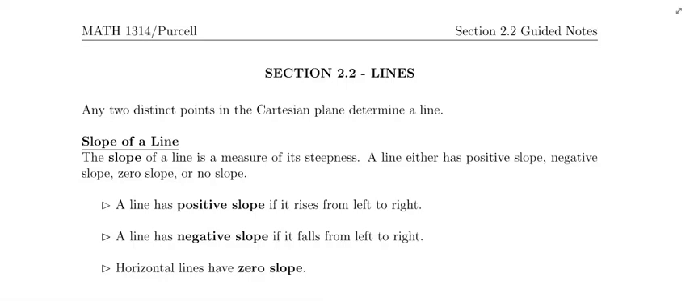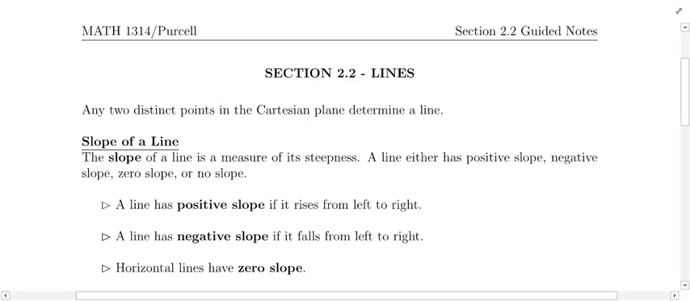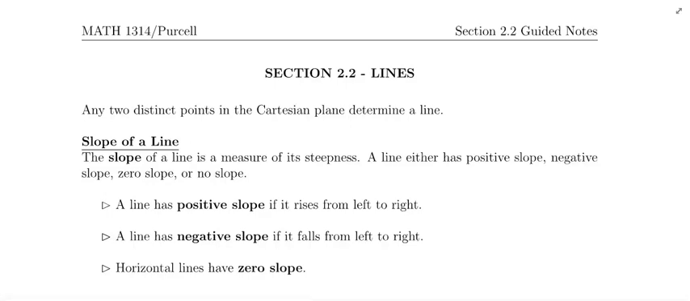Section 2.2, Lines. Any two distinct points in the Cartesian plane determine a line. All right, so this is something you kind of have to know, as you'll be graphing lines. And when you graph a line, you may ask, well, how many points do I need? Okay, well, you need 2 points to determine a line.